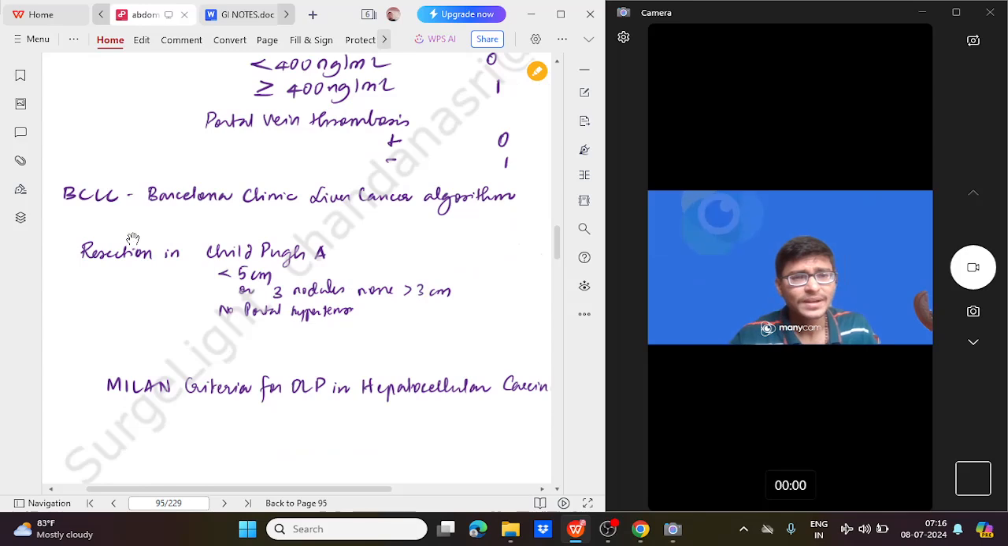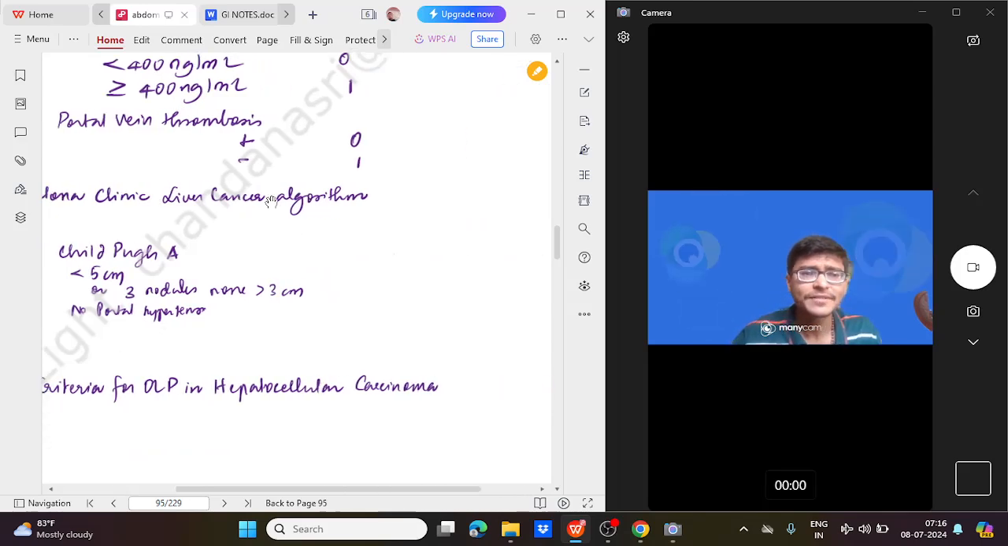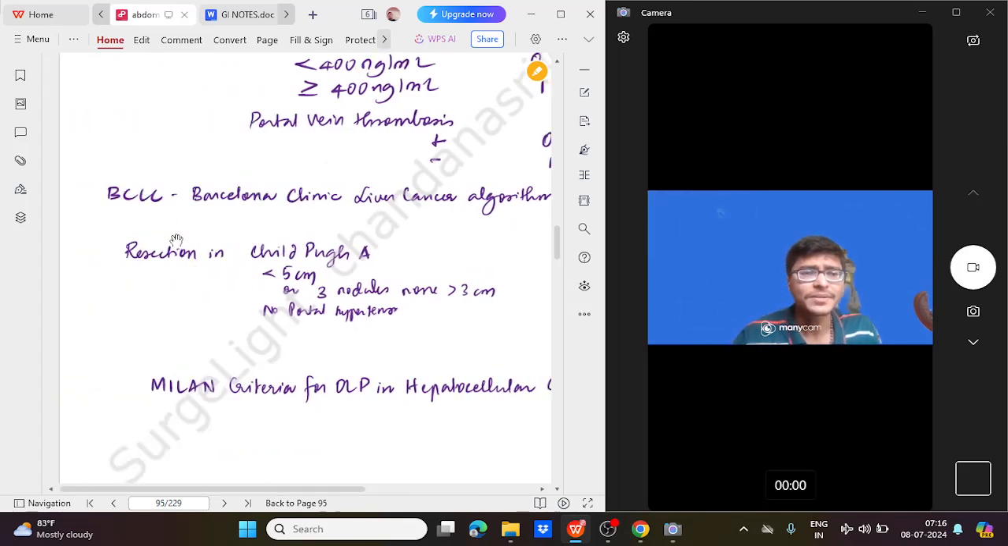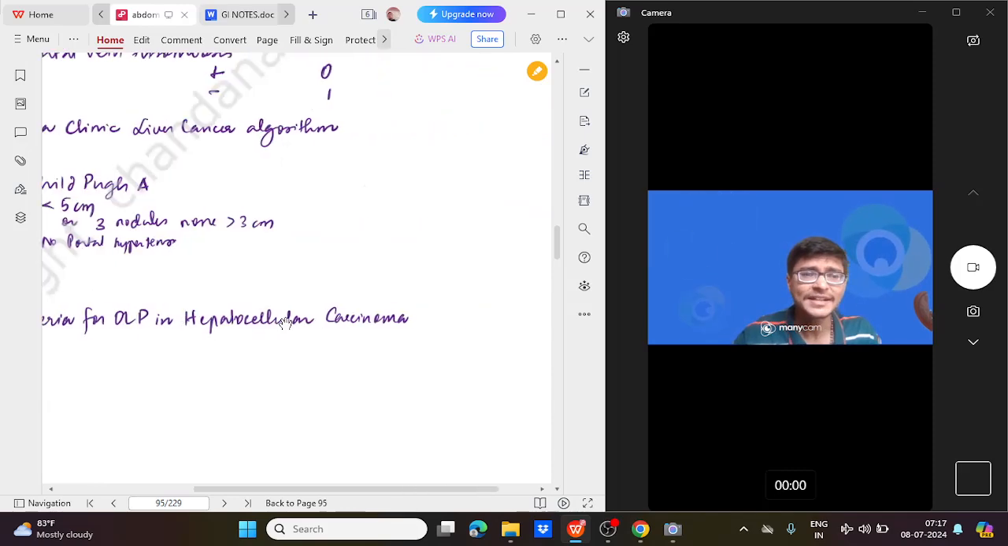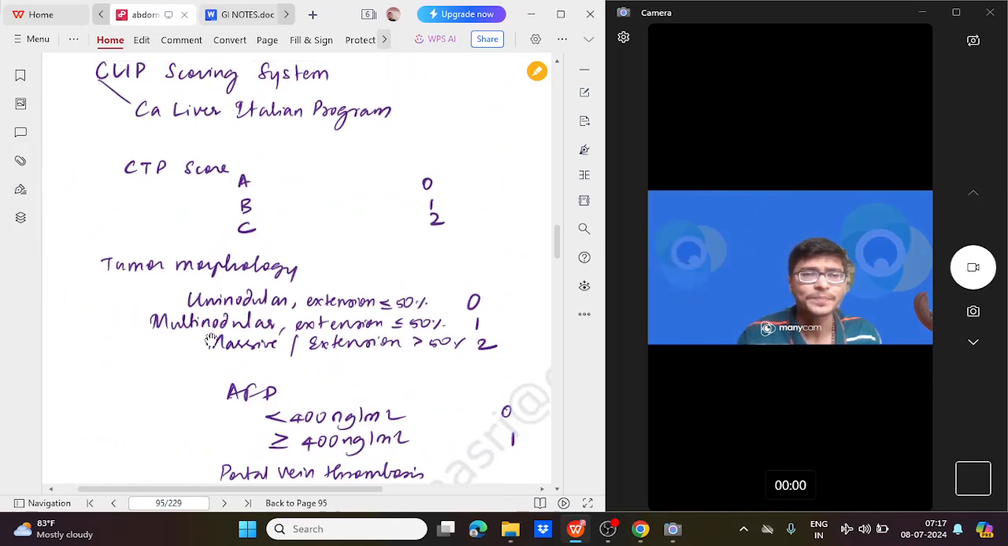We'll use the Barcelona Clinic Liver Cancer algorithm for treatment, where we'll go ahead with resection in Child-Pugh A, with indication of tumor less than 5 centimeter, no more than 3 nodules, none more than 3 centimeter, and no portal hypertension. And we use Milan criteria for orthotopic liver transplantation in hepatocellular carcinoma.